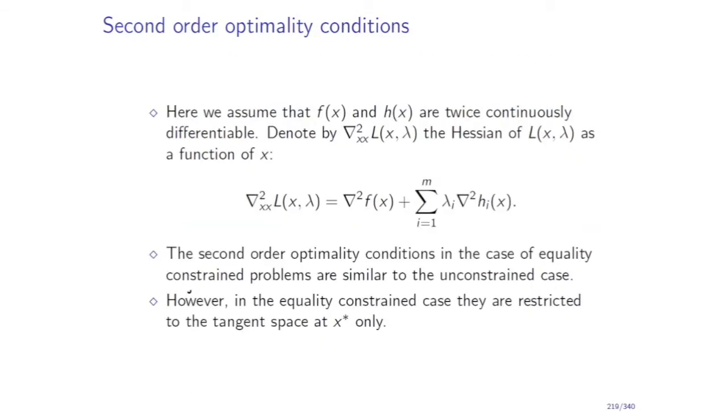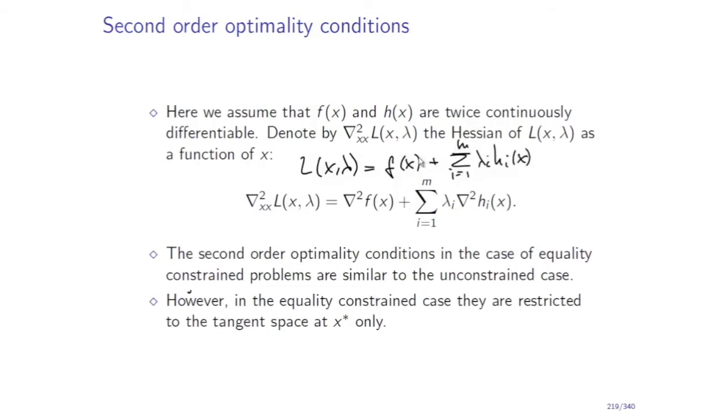When we discuss the second order conditions, of course, we require that all functions involved are twice continuously differentiable so that we can take the second order derivatives, right? By nabla squared xx of L of x, lambda, we denote the Hessian of the Lagrangian as a function of x. Okay, so we treat lambda as a constant, and we take the Hessian of the Lagrangian with respect to x. So the Lagrangian is what? It's f of x plus the sum for i between 1 and m of lambda i's times hi of x, right?